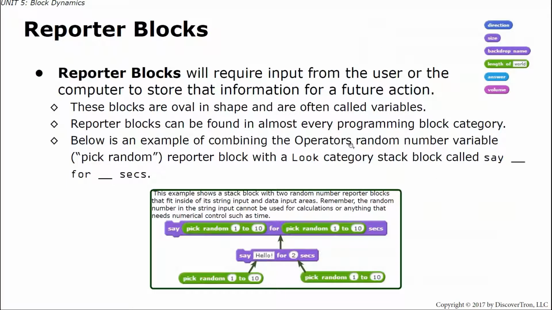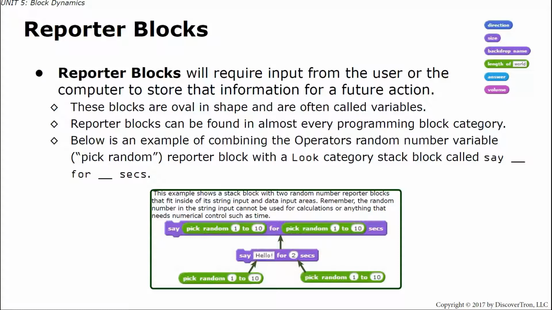Next we have reporter blocks, and reporter blocks are the ellipse shaped blocks. I like to consider them variables because they hold information, which, I mean, that's pretty much what they are. They're just variables that hold data that you need for your program. The reporter blocks, they're going to be found in every type of programming category. Well, almost every programming category.